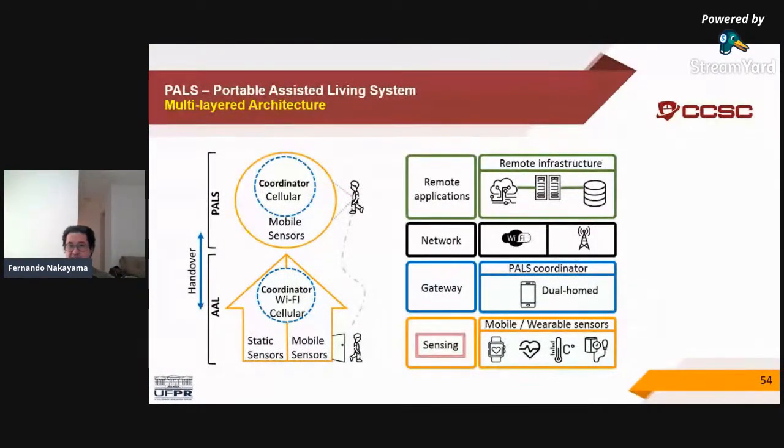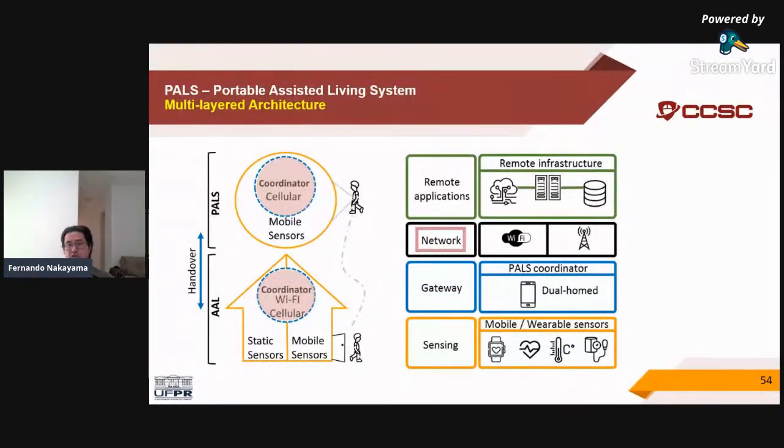And at the sensing layer, AAL employs static and mobile sensors to monitor the users. And one of the problems with the existing AAL systems is that they limit the user mobility to indoor environments, such as houses or apartments. So by employing a dual home device in the gateway layer, we grant simultaneous access to multiple communication technologies and allow users to benefit from an extended communication area.